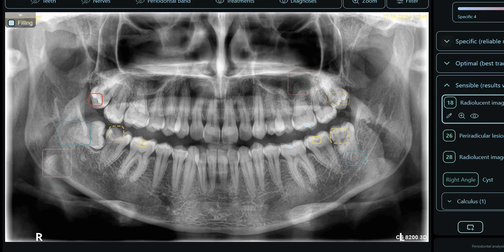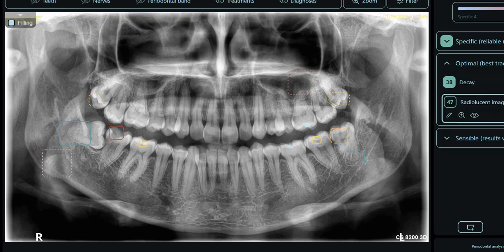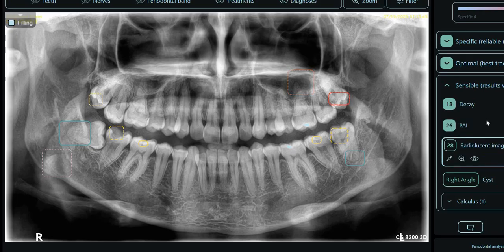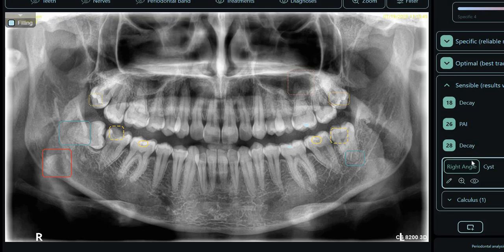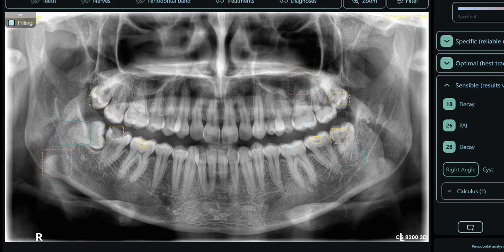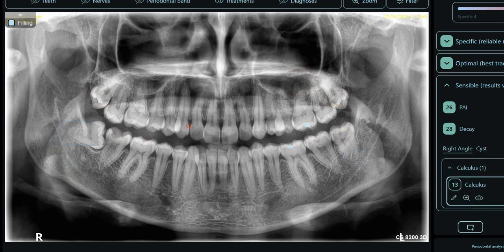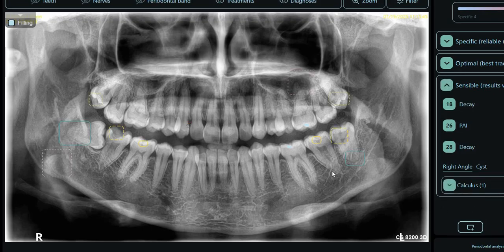Now we're going to go ahead and verify these things because that's something that a dentomaxillofacial radiologist has to verify. We've got decay in the upper right 8. We've got a sinus problem in the upper left 6. Then we've got decay in the upper left 8. It says a right angle cyst, so we'll have a look at what this is on the CBCT. It talks about calculus. It talks about all these problems of decay in the lower right area.